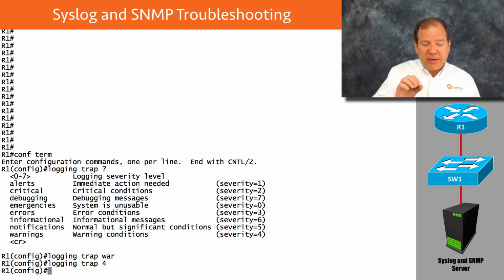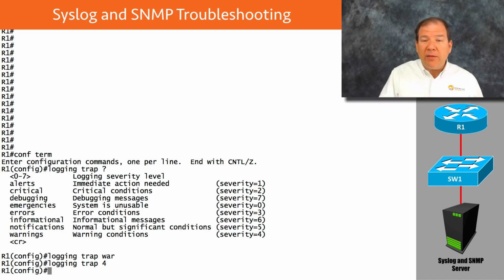In other words, if I say logging trap 4, I'm going to be sending severity levels of 4 and 3 and 2 and 1 and 0. It's the level that I specify and more severe conditions. If we looked at the numbers and thought that, well, if I give a 4, that will send me 4, 5, 6, and 7, that's not the way it works. It's the number you specify and lower numbers.